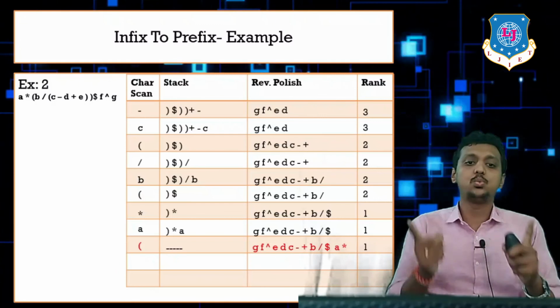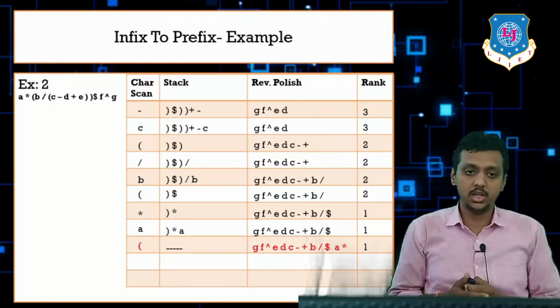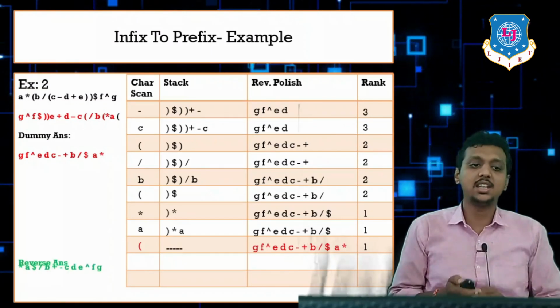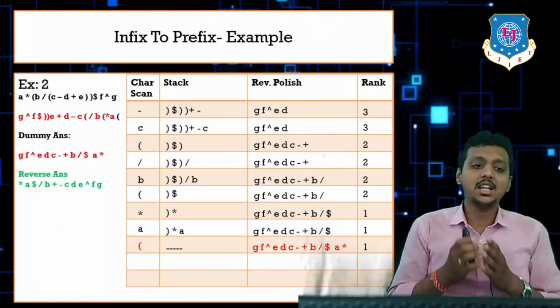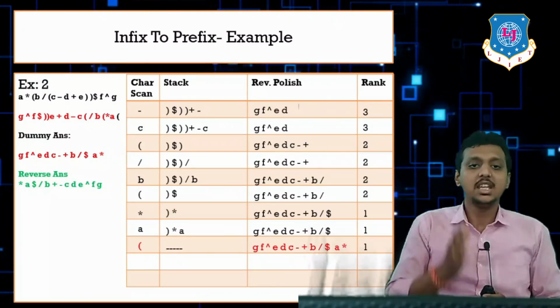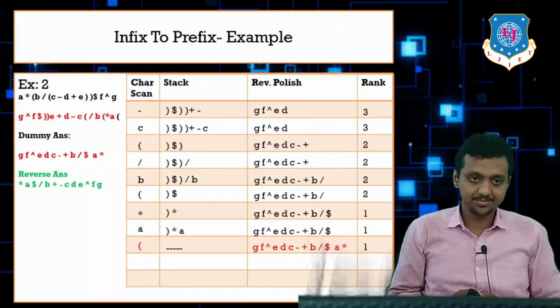Now we just need to reverse the whole string. This is my dummy answer, and after reversing the whole string we get the answer: star A dollar division B plus minus CDE caret FG. Fine. So this is your infix to prefix example students.